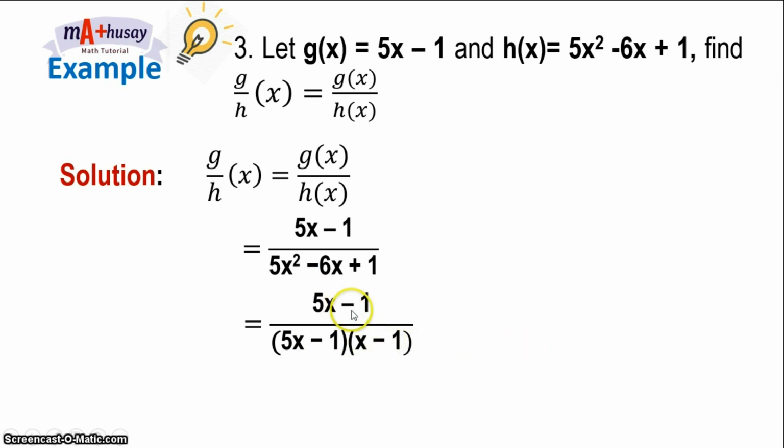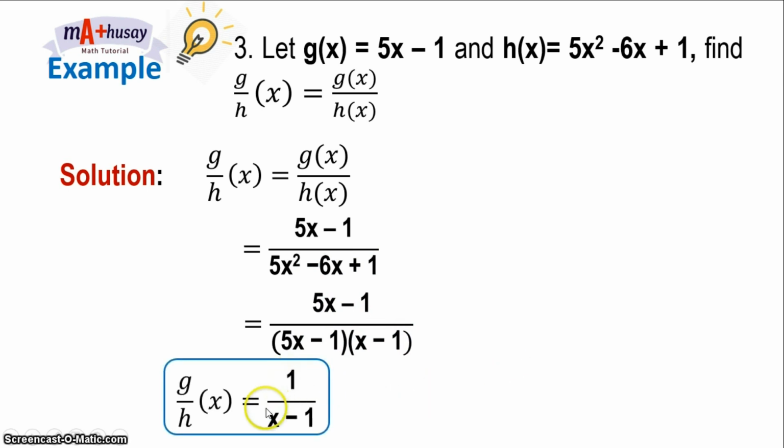So, this time, we can cancel out 5x minus 1, right? So, when you divide g of x by h of x, you'll have 1 all over x minus 1. Note that the domain of this function now is the set of all x such that x is an element of real number and x must not be equal to positive 1. Dahil, again, if x is 1, then the function will be undefined.